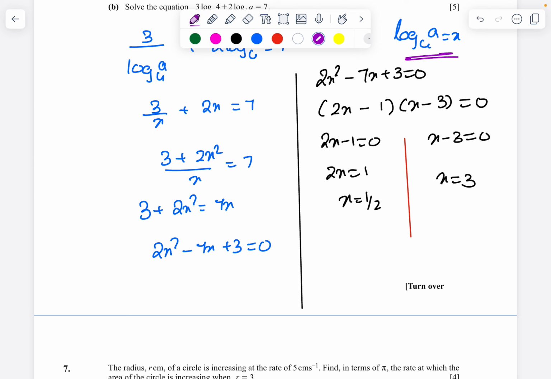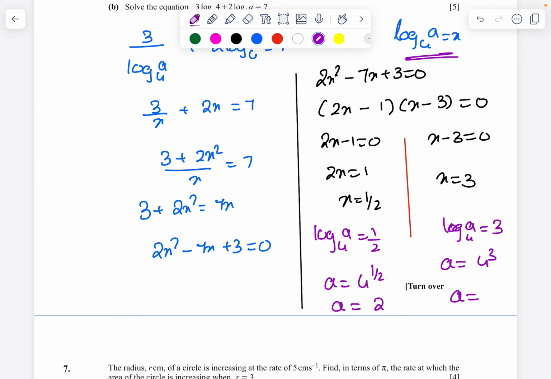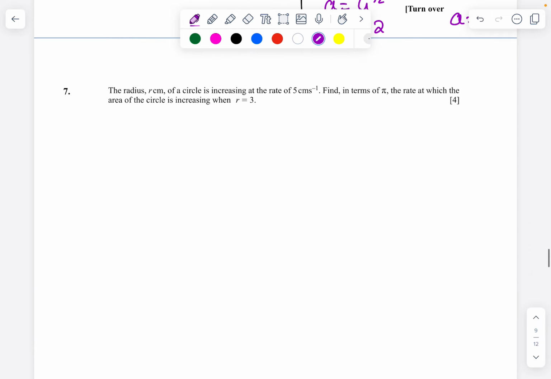But what is x? x is log a to the base 4, equals 1 by 2. So a equals 4 to the power of 1 by 2, a equals 2. Log a to the base 4 equals 3. So a equals 4 to the power of 3, a equals 64.